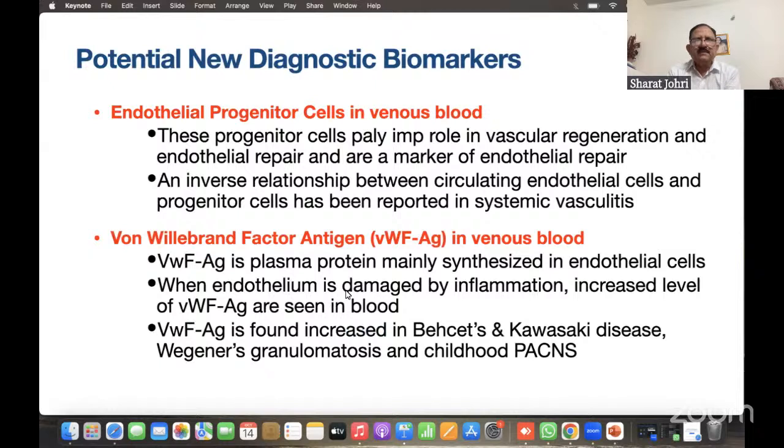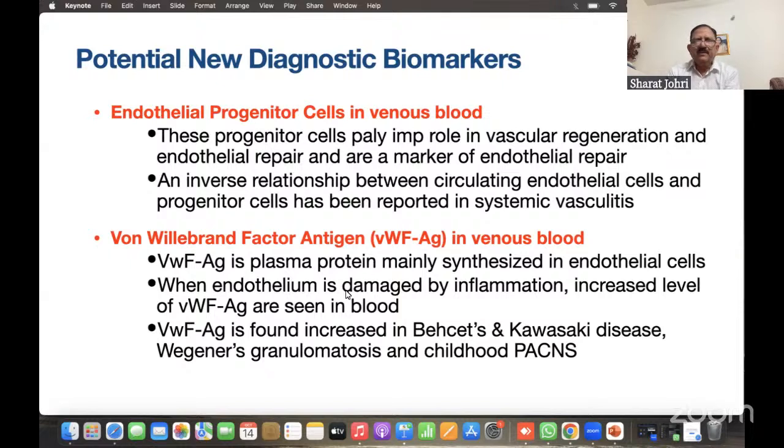Endothelial progenitor cells in venous blood. These are all new markers which are not available at the moment, but they are being probed as a marker for primary CNS vasculitis. They play an important role in the vascular regeneration and repair of the endothelium, and they are a marker for endothelial repair. So if they are decreased, that means some vascular repair is going on. They have an inverse relationship with circulating endothelial cells.